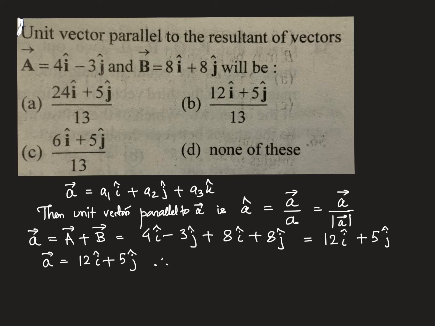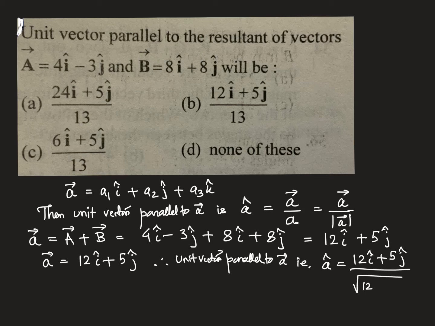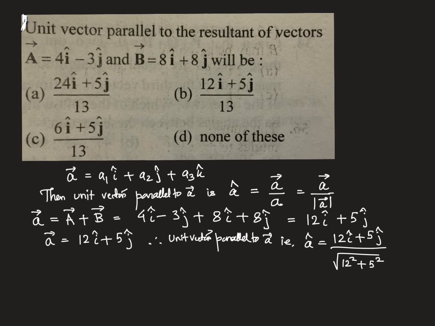So the unit vector parallel to A, that is A cap, is this vector A divided by the magnitude of A, root over of 12 square plus 5 square. Root over of 12 square plus 5 square is obviously 13.